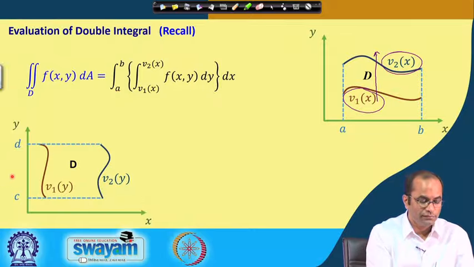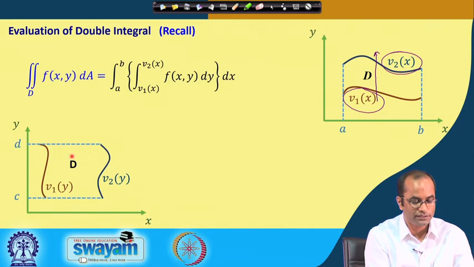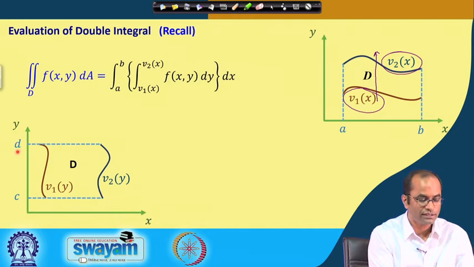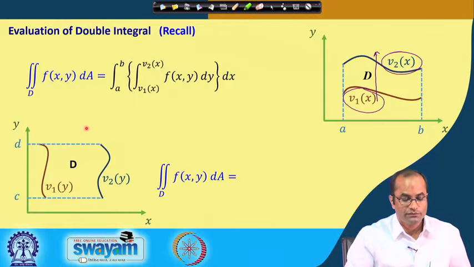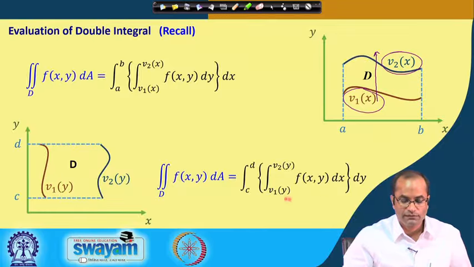Or we have this domain, for instance. In this case we have to consider first the integration with respect to x, because it is easier to set the variable limits for x. The limit of x will be from v1(y) to v2(y), and then in the second step we do the integration with respect to y. So here we will have the inner integral with respect to x, with limits v1(y) to v2(y), and the outer one will have limits from c to d.